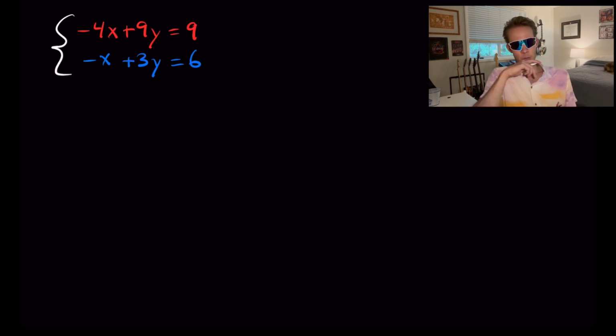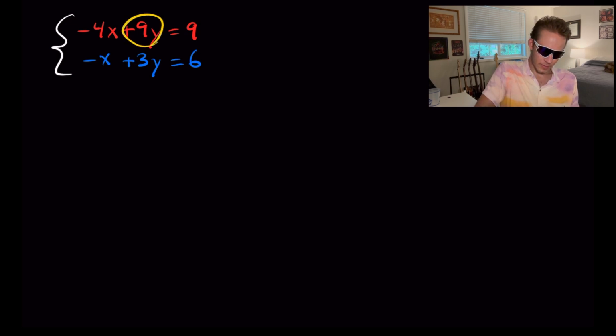Okay, last one. So with this one, we can decide whether we want to eliminate x or y. It doesn't really matter. You can see the coefficients here for the x's, they're both negative as they are here for the y, so we're going to have to change that. Let's eliminate y first. So if this is positive 9 and this is positive 3, the least common multiple of those two numbers is 9. So we don't have to change this at all. It's already where it needs to be. We just need to make that into a negative 9 so that it cancels out with that positive 9.